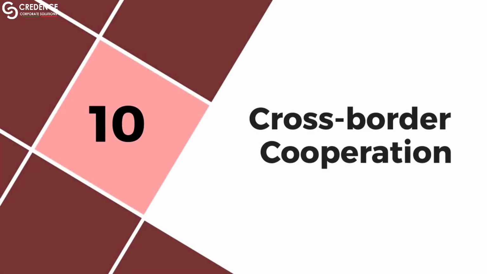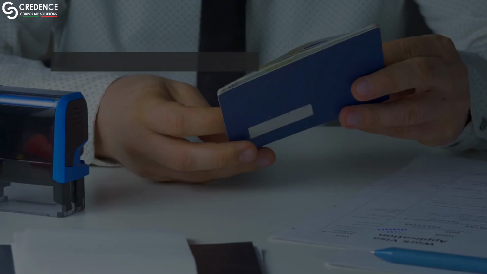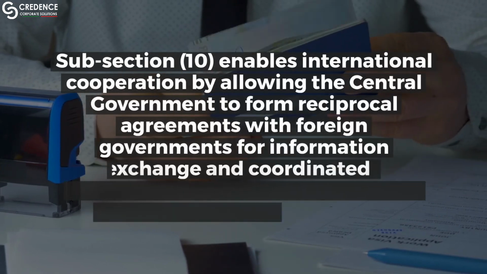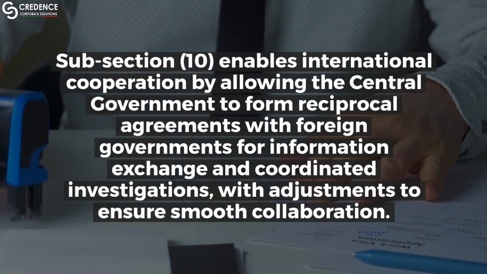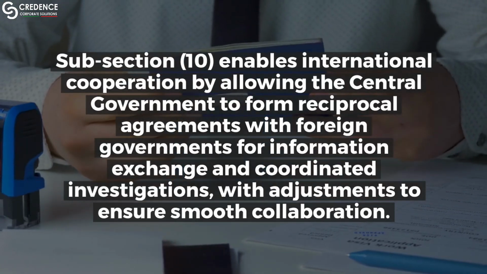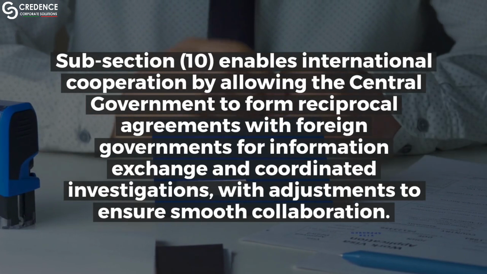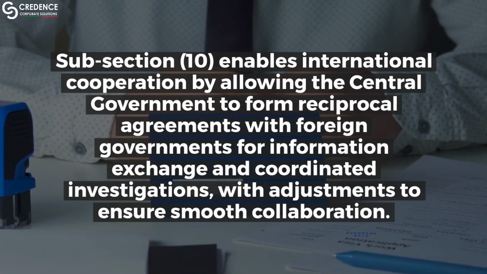10. Cross-border cooperation. Subsection 10 enables international cooperation by allowing the central government to form reciprocal agreements with foreign governments for information exchange and coordinated investigations, with adjustments to ensure smooth collaboration.